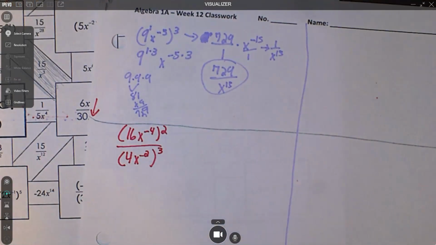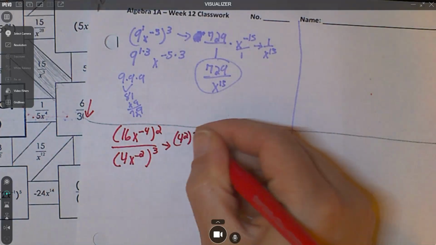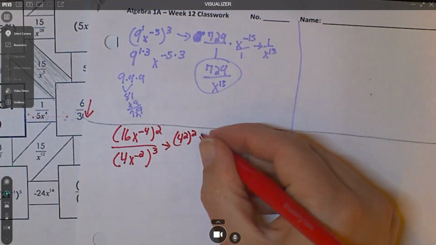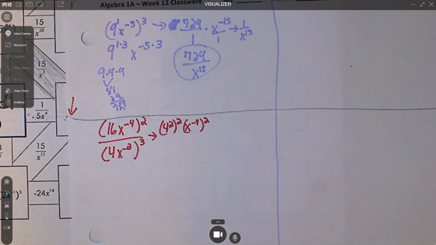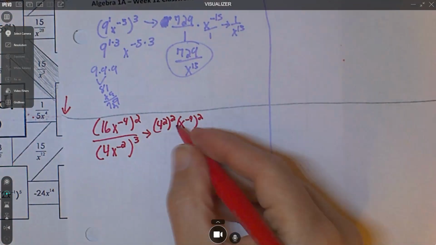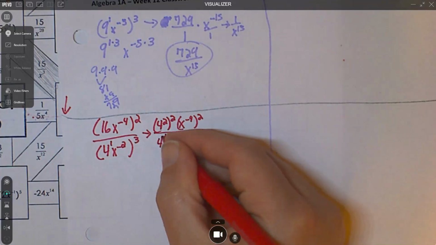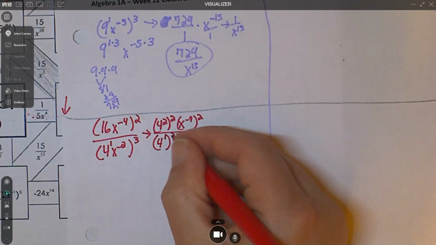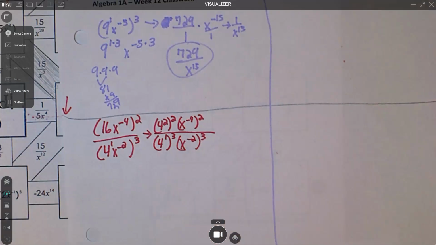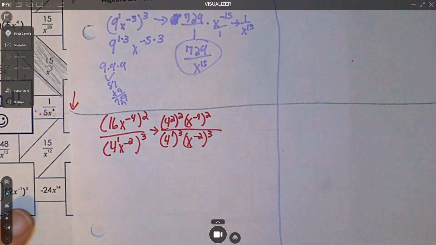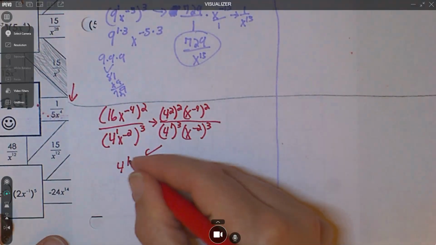Me personally, I like to rewrite this one. I like to do 4 squared, and we're doing x to the negative 4 squared. This is another way you could show your work. This one we're doing to the third. Power to a power, you multiply. So I'm going to keep going here. I got 4 to the 4th.